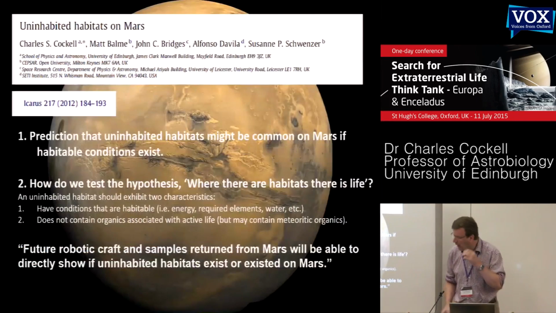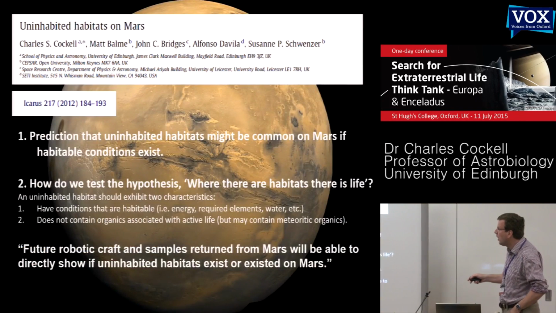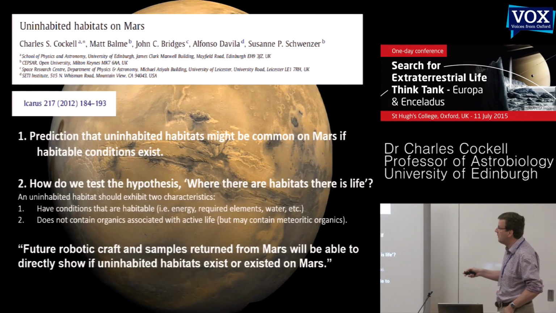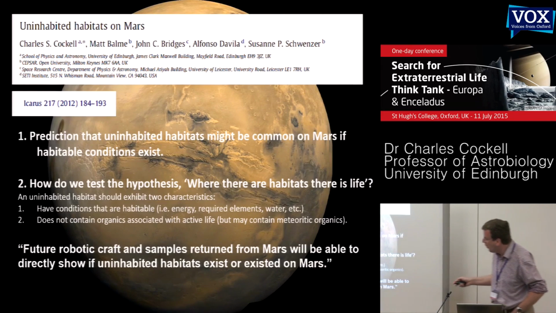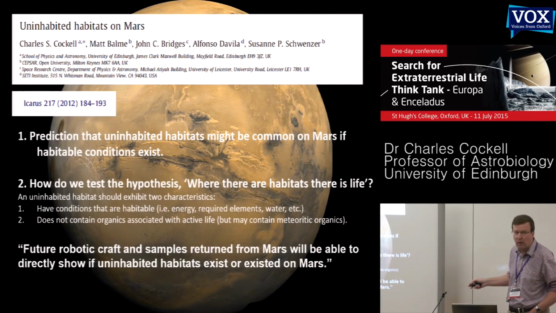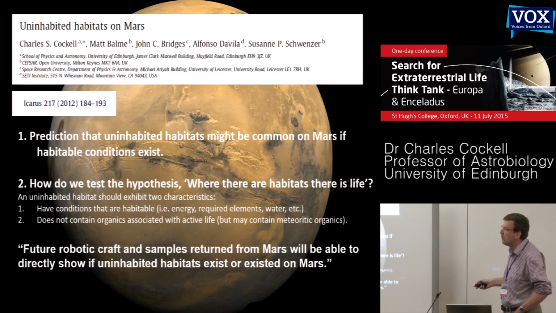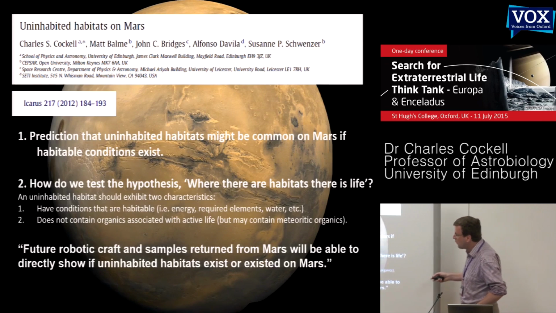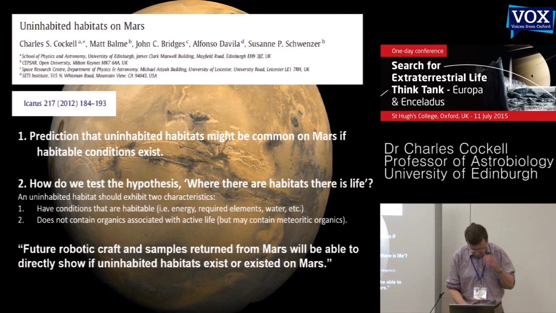So we wrote a paper with some colleagues called Uninhabited Habitats on Mars a few years ago, where we predicted that uninhabited habitats might be more common on Mars, and we described how we could test this hypothesis. We would look for environments that were habitable, had all the conditions required for life, but do not contain any evidence of past life. And that might be strong evidence of an uninhabited habitat. A future robotic craft and samples returned from Mars might be able to directly show if uninhabited habitats existed or not.